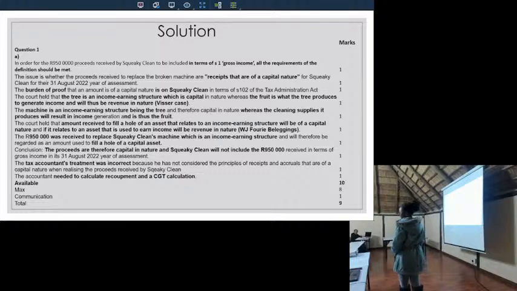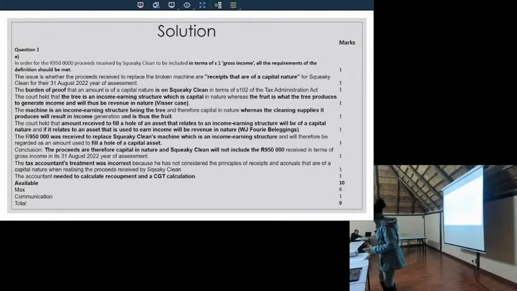Under special inclusion, it's found in paragraph N. So when you go to paragraph N, it says any amount which in terms of any other provision of this Act is specifically required to be included in the taxpayer's income, and that amount must for the purposes of this paragraph be deemed, remember deemed, to have been received by or to have accrued to the taxpayer. So it was vague, and not a lot of students are aware of this paragraph.